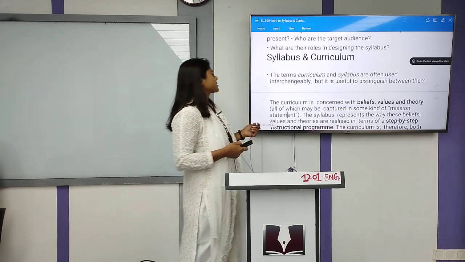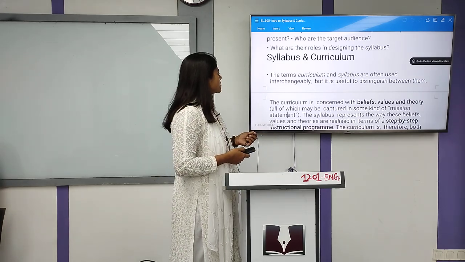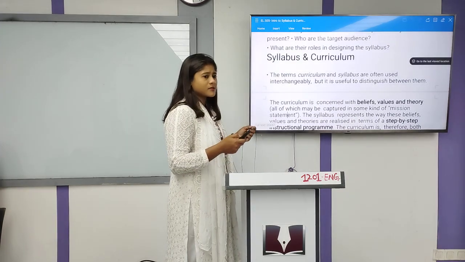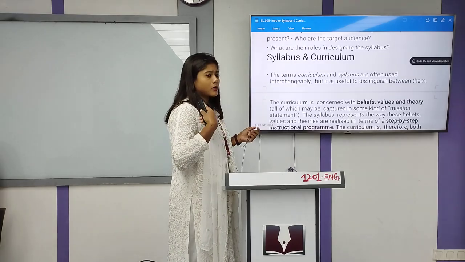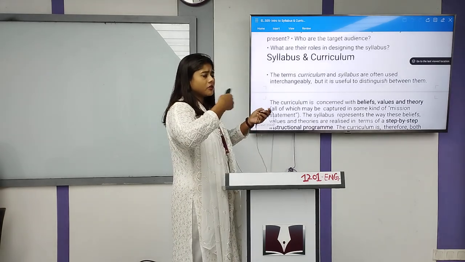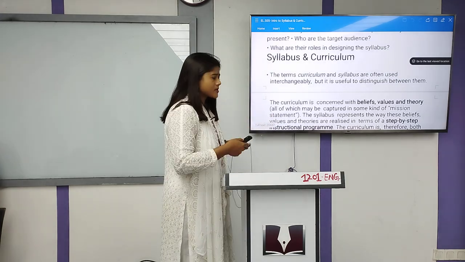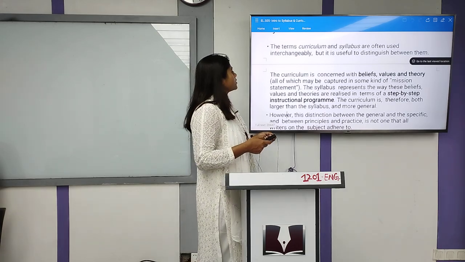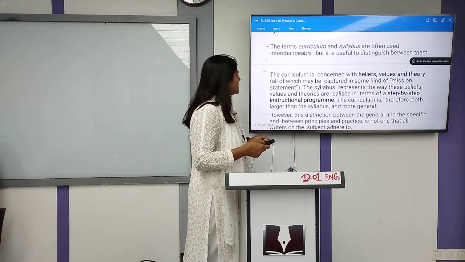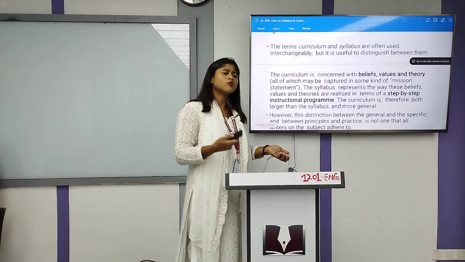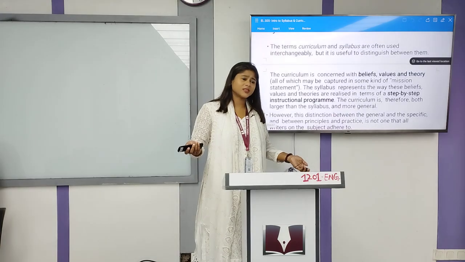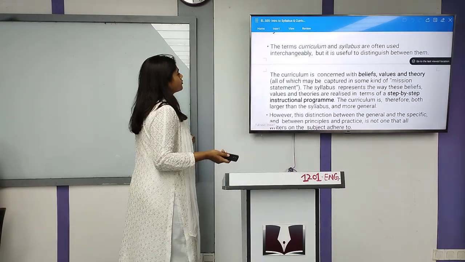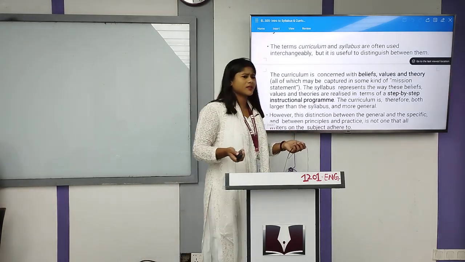So the terms curriculum and syllabus are often used interchangeably, but it is useful to distinguish between them. Though they are similar, it will help us as students or teachers if we differentiate these 2 terms, syllabus and curriculum. So the curriculum is concerned with beliefs, values, theory. Curriculum is the theory, the ideas, the things that you believe, all of which may be captured in some kind of mission statement.